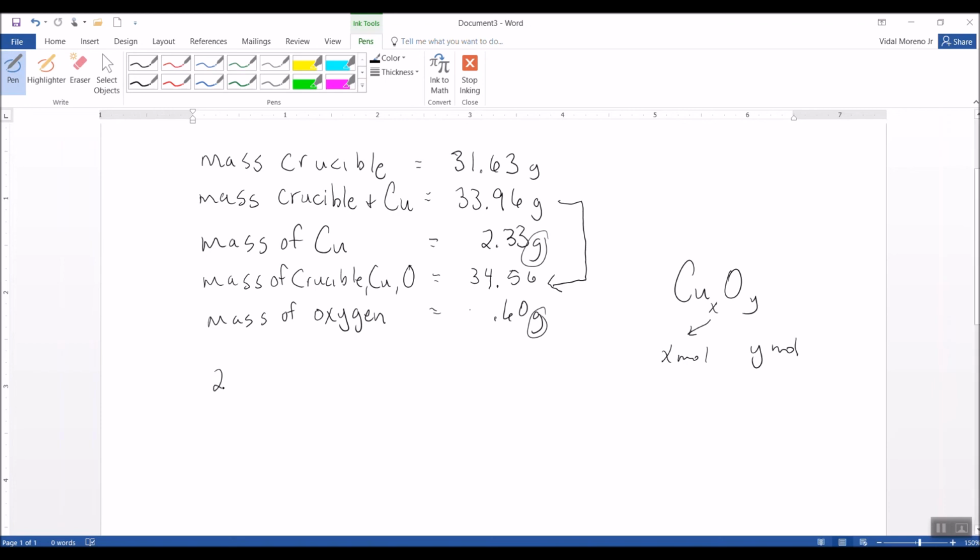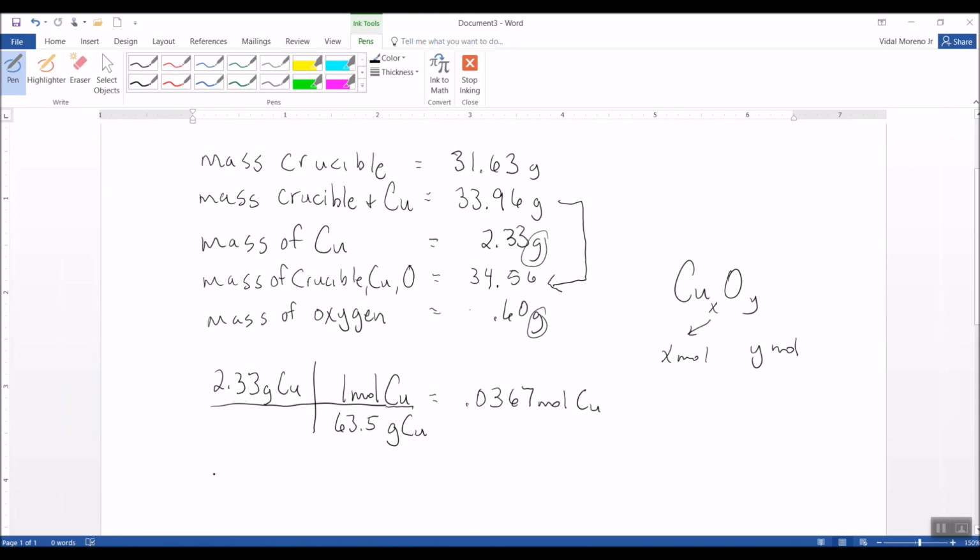So here we go. 2.33 grams of copper was originally used. To convert to moles, we need to divide by the formula mass, which is 63.5 grams, and multiply by 1 mole. Because in 1 mole of copper, you have 63.5 grams of copper. You get an answer of 0.0367 moles of copper.